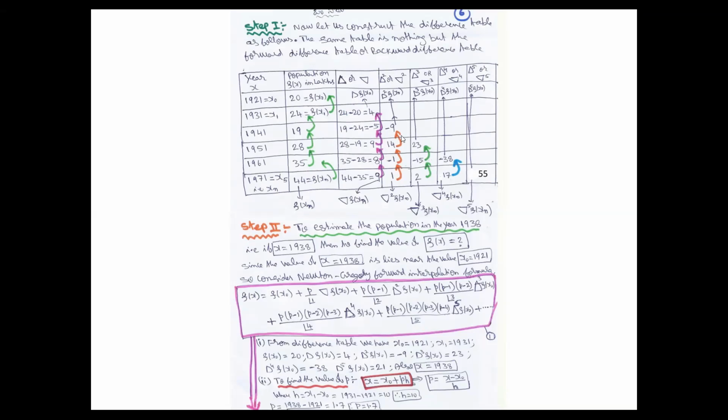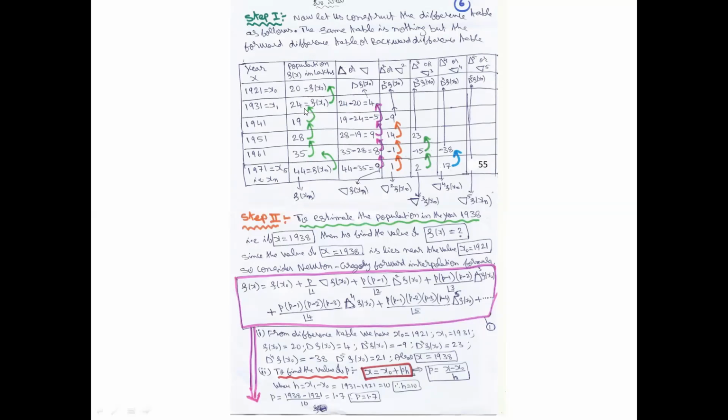That is 24 minus 20, that is 4. 19 minus 24 is minus 5. 28 minus 19 is 9. 35 minus 28 is 8. 44 minus 35 is 9. So this column, which we constructed, is said to be either the first order forward difference or the first order backward difference. See the cursor.